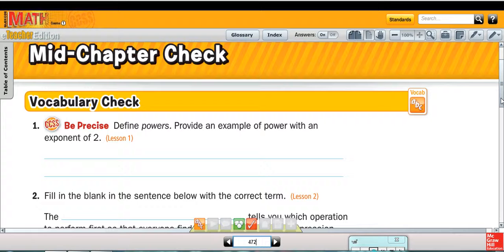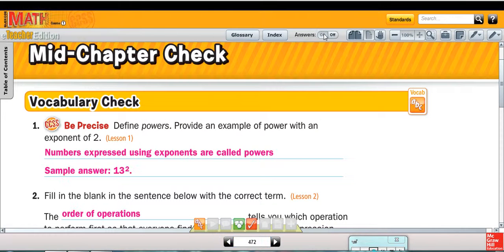What I'd like for you to do on page 472, you may use your resources, look back. I want you to go ahead and complete all of page 472 and pause the video at this time, complete that, and then come back to the video and we will check this together. So go ahead and pause the video at this time.